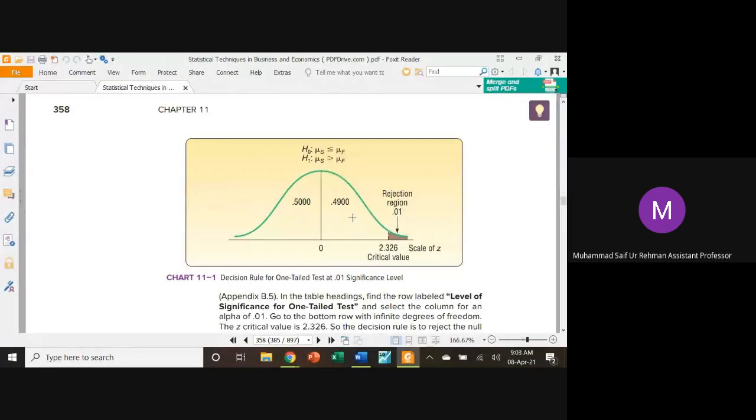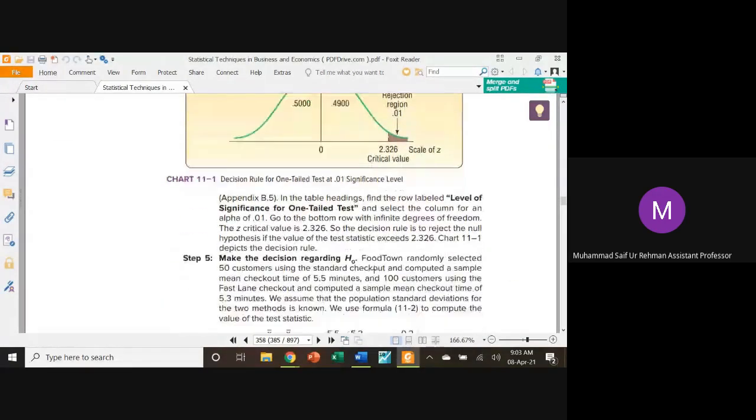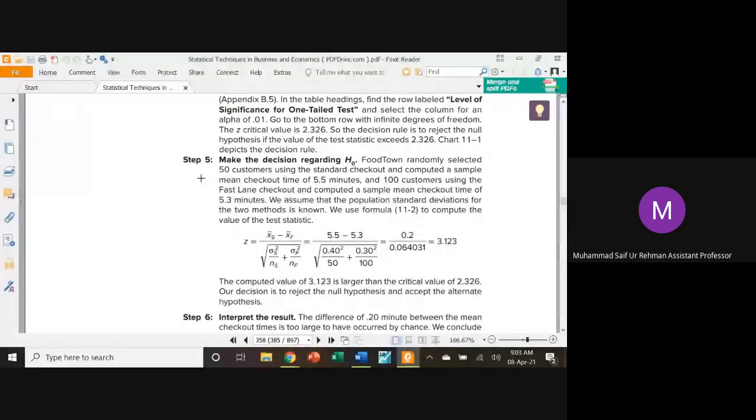You may see this graph also. Then comes the calculation or computations step, that is step 5. So you may simply substitute the values given in the question over here in the formula in this step. So like this, 5.5 minus 5.3, these values are given in the question.